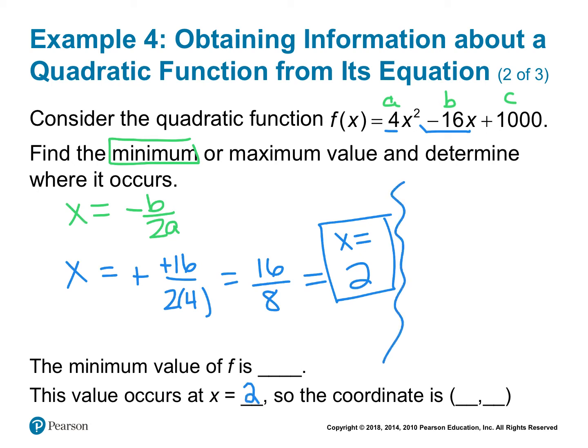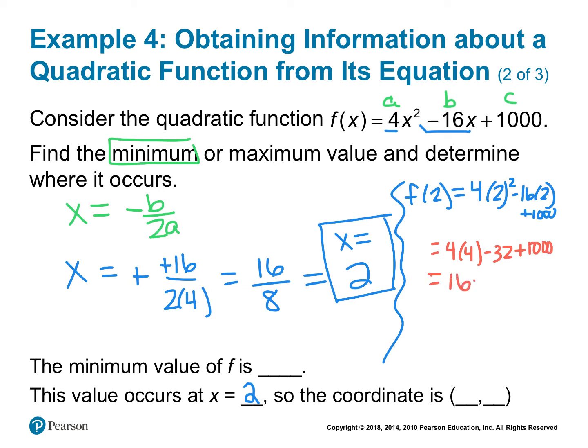Okay, so now we need to go ahead and plug in, if x is 2, what do we get for the y? So we find f of 2. Replace every x in the equation with a 2. So I'm going to get 4 times 4 minus 32 plus 1,000. That's 16 minus 32 plus 1,000. You end up getting 984.